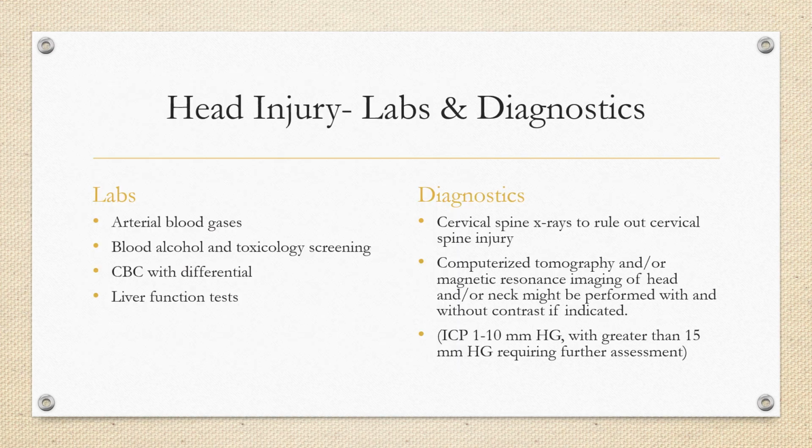So labs and diagnostics, what kind of labs are we going to be drawing? Arterial blood gases, blood alcohol and toxicology screening. Hopefully Angela was not drinking at the skating rink, but we always check blood alcohol and toxicology screenings because that could affect our level of consciousness. CBC with differential, liver function tests. Diagnostics, of course, a cervical spine x-ray to rule out cervical spine injury. We're going to have a CT or an MRI, which is more diagnostic of the level of head injury we have and if we have any bleeding. Just a side note, our ICP normal range is from 1 to 10, and anything greater than 15 requires further assessment.